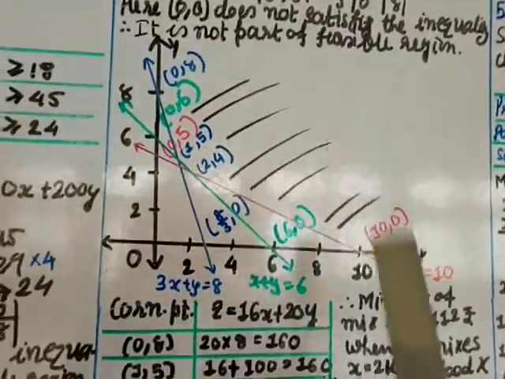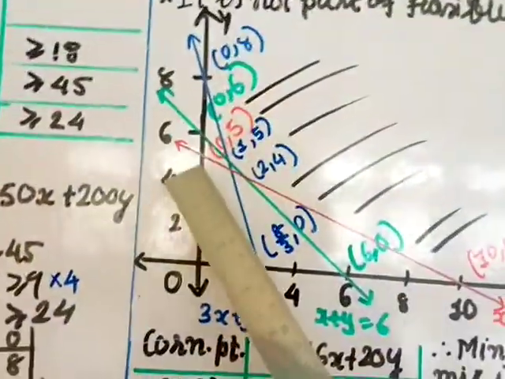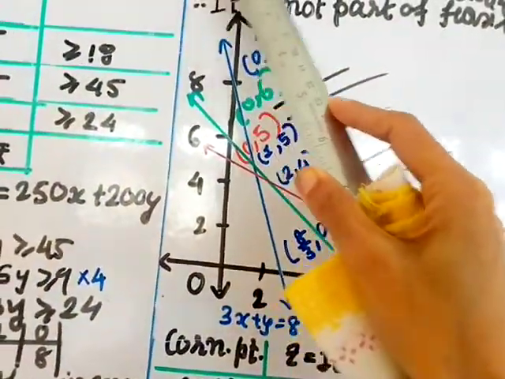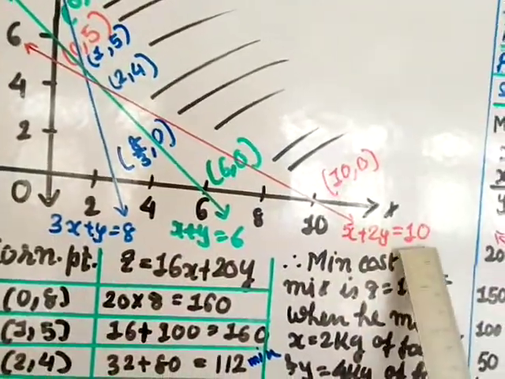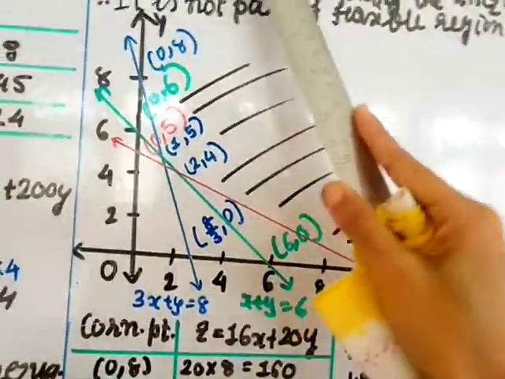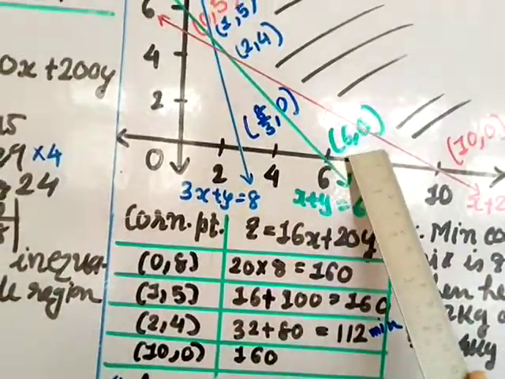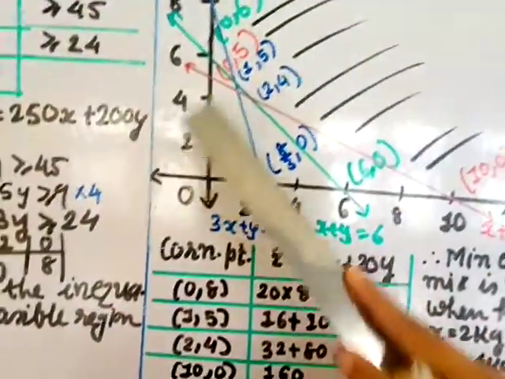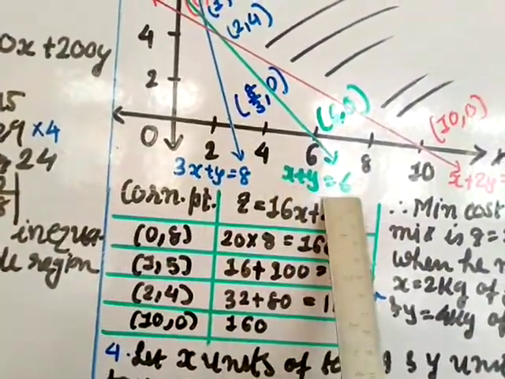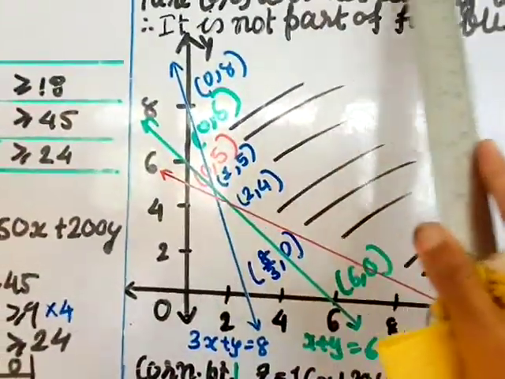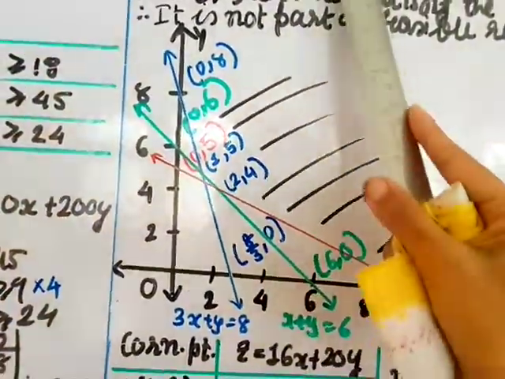Now we draw the graph. When x is 0, y is 5, and when x is 10, y is 0. Join the points with the red line and write its equation. When x is 6, y is 0, and when x is 0, y is 6. Draw the green line, x plus y equal to 6. When you write the line, you write equal, not the inequality.